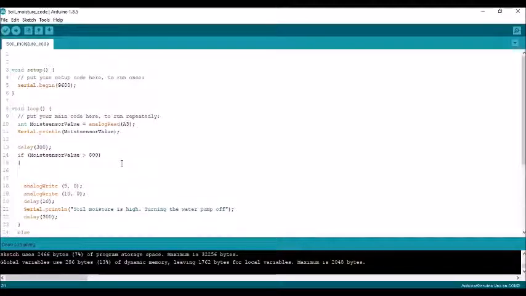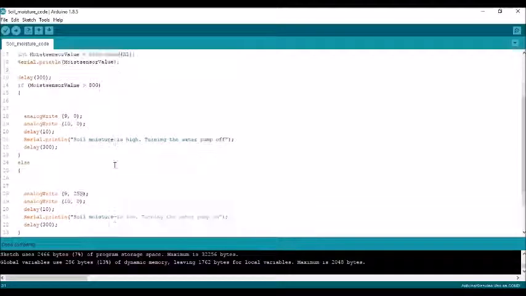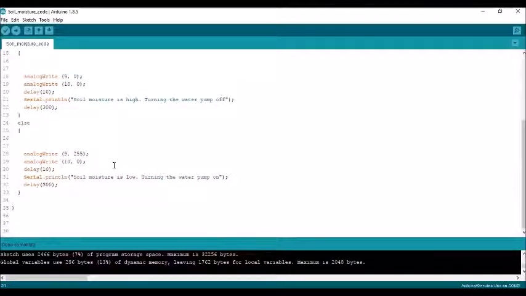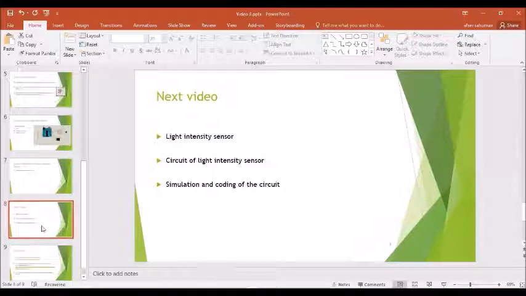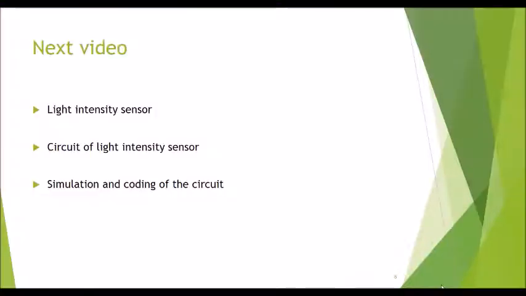This is the code for the soil moisture sensor simulation. Now, coming back to the presentation, in the next video, I will be covering the type of light intensity sensor used. I will also be demonstrating the circuit of the light intensity sensor along with the proper functioning and simulation and the coding.